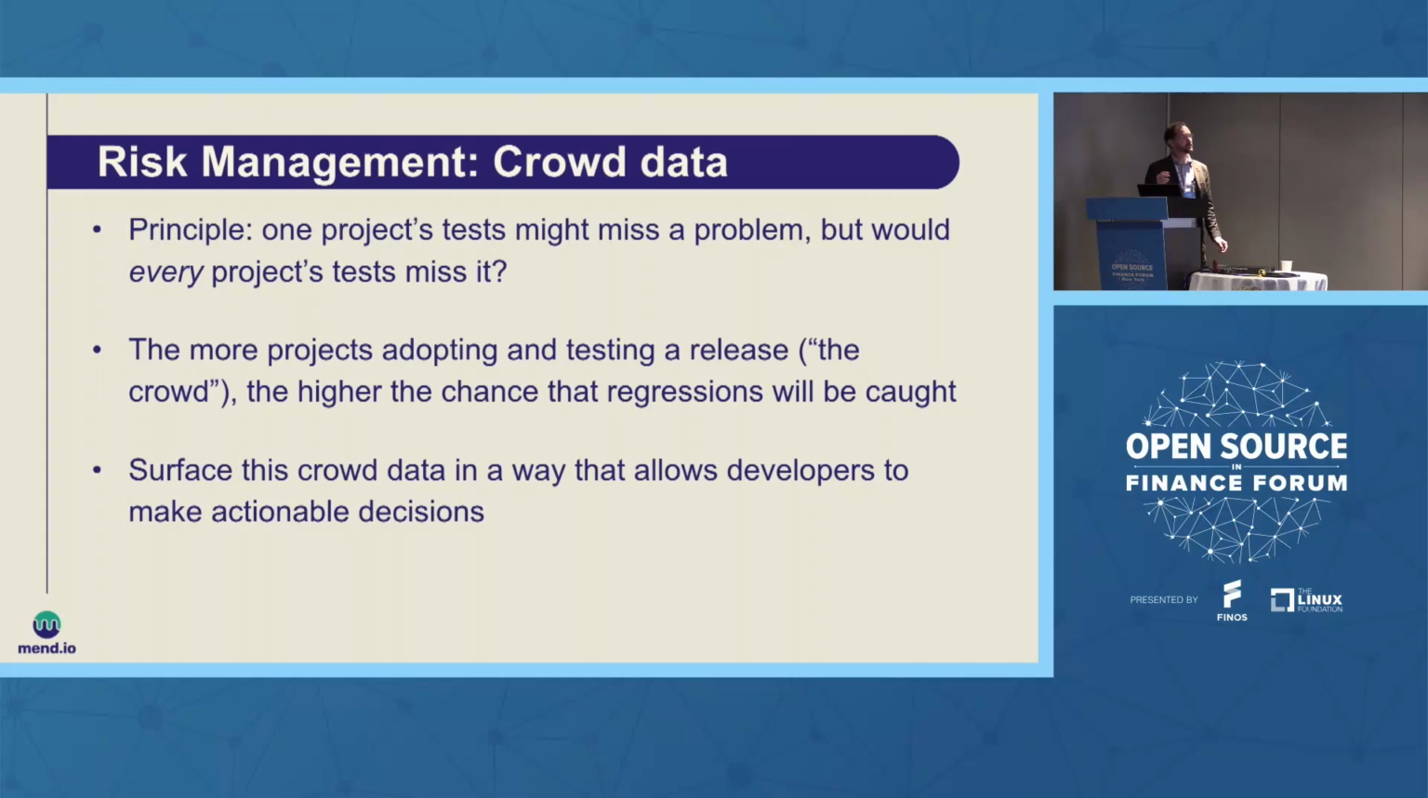So the more projects adopting and testing a release, this is the crowd and crowd data, the higher the chances that regressions will be caught. So if you can surface this crowd data in a way that allows developers to make actionable decisions, you can help mitigate that.